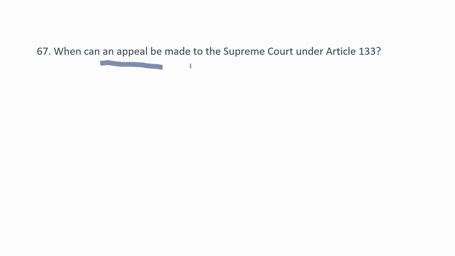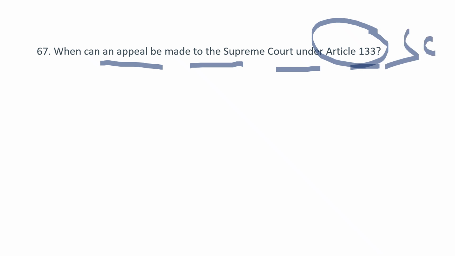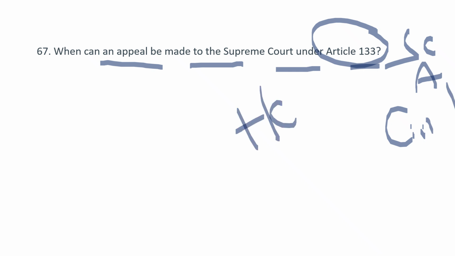When can an appeal be made to the Supreme Court under Article 133? Just now we have seen two questions regarding Article 133. Under Article 133, the Supreme Court has appellate jurisdiction over civil matters, and it is the High Court that certifies. Okay. So now this question is asking, when can an appeal be made to the Supreme Court under Article 133?